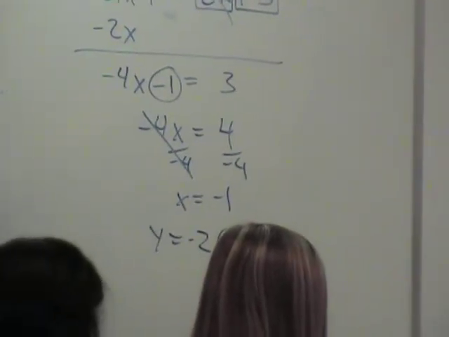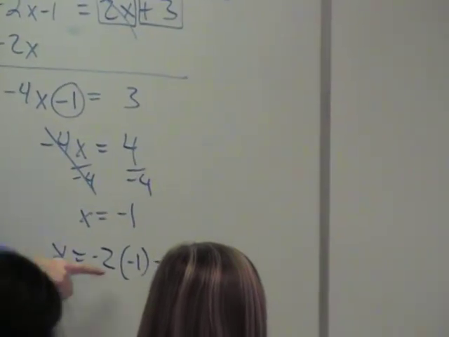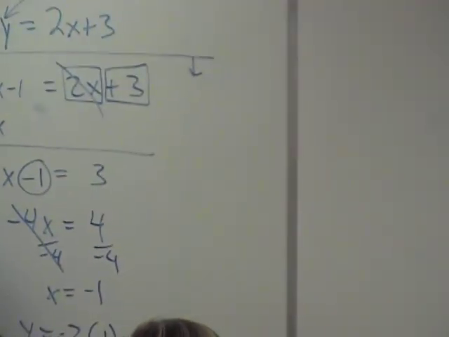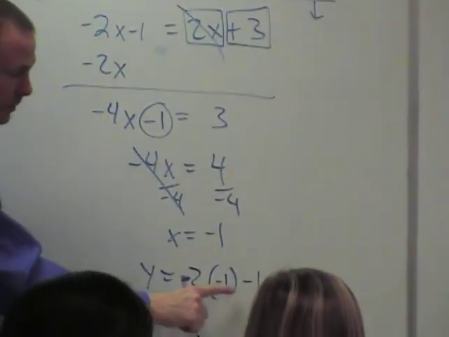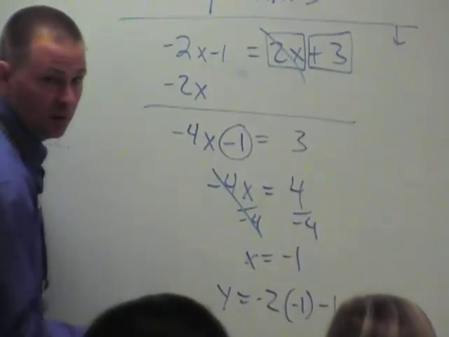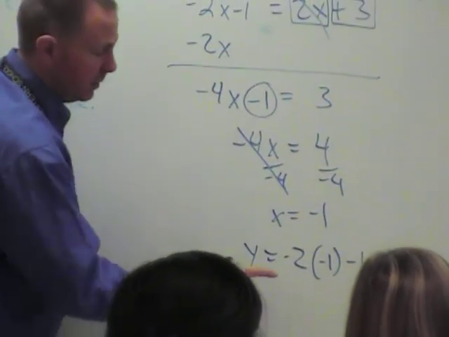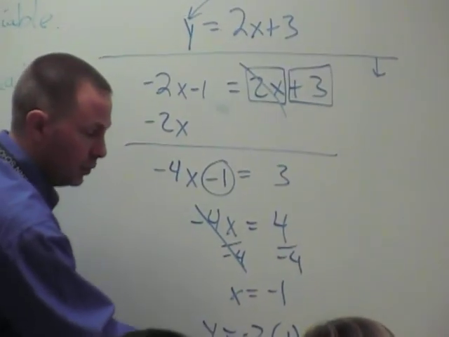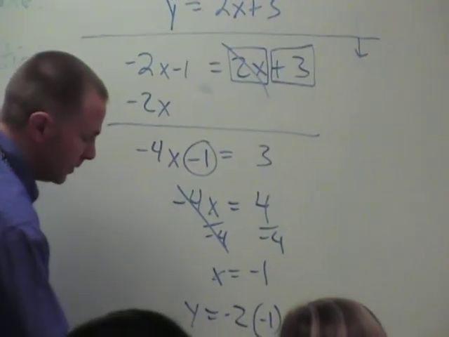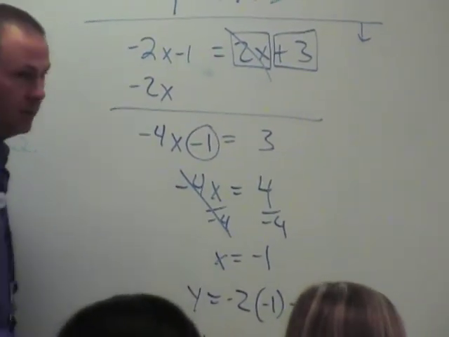Now what's y equal? What's negative 2 times negative 1? Positive 2. And positive 2 minus 1 is? Negative 2 times negative 1 is positive 2, isn't it? Positive 2 minus 1 is 1. Alright.